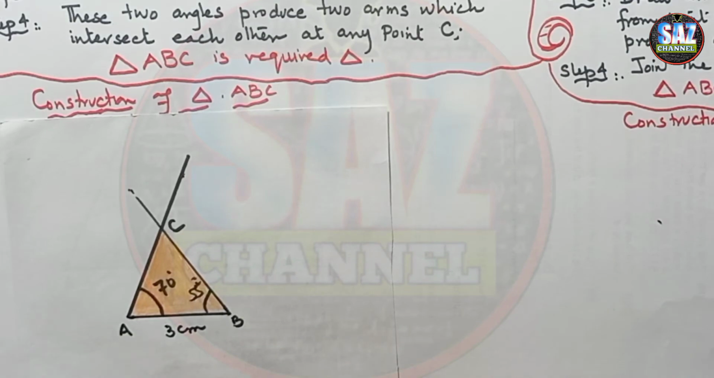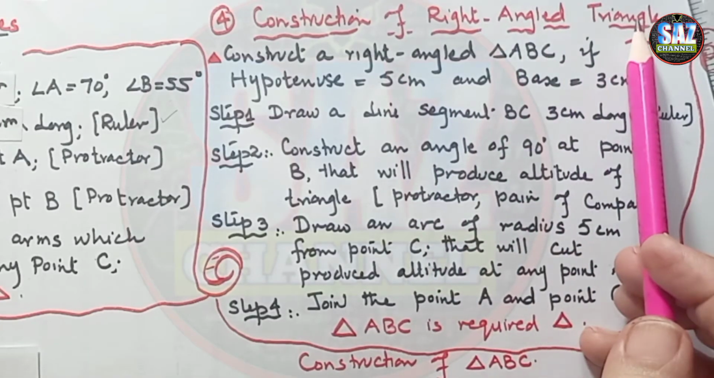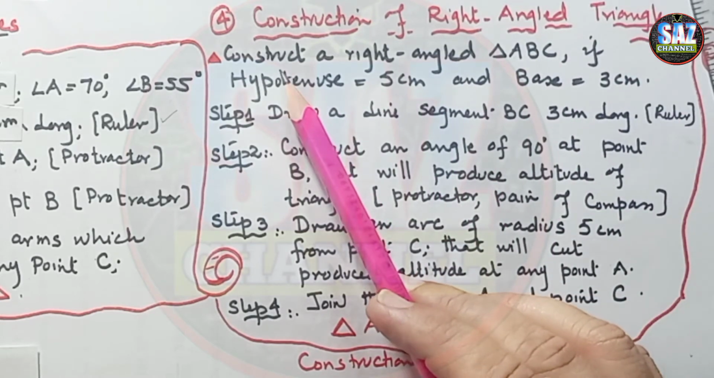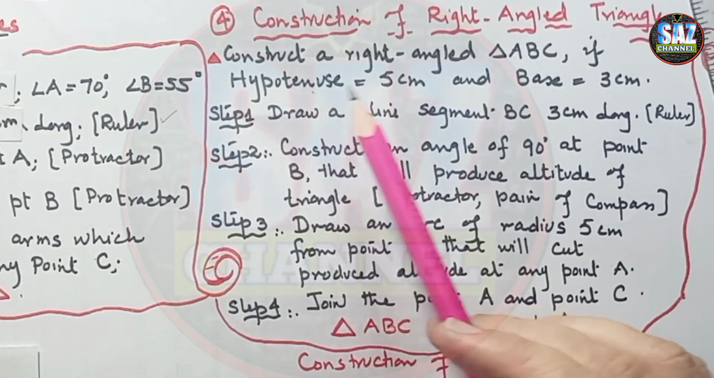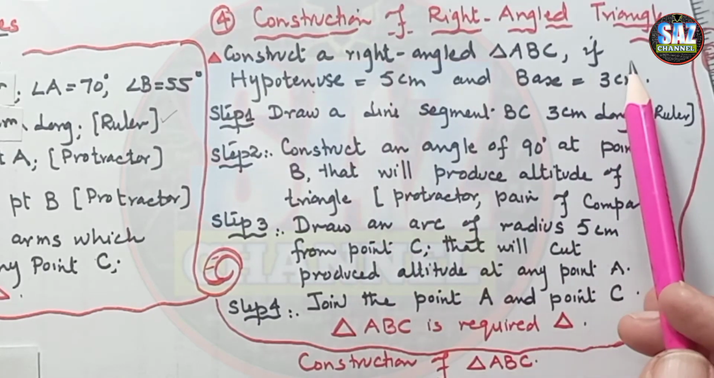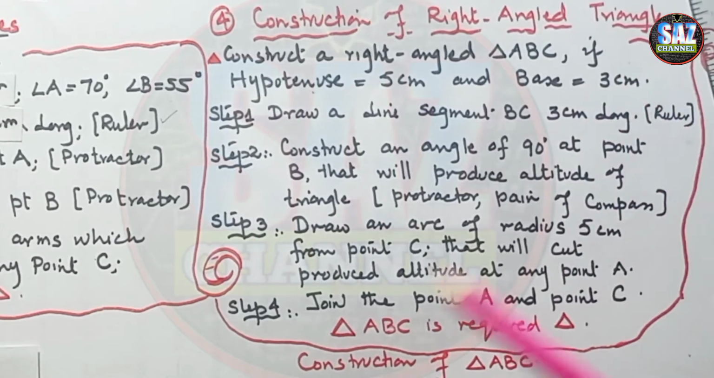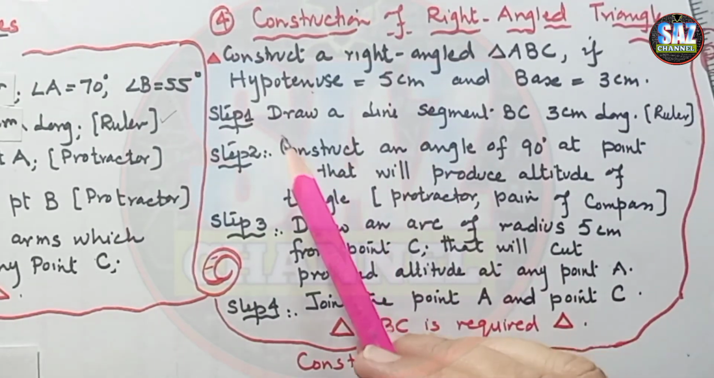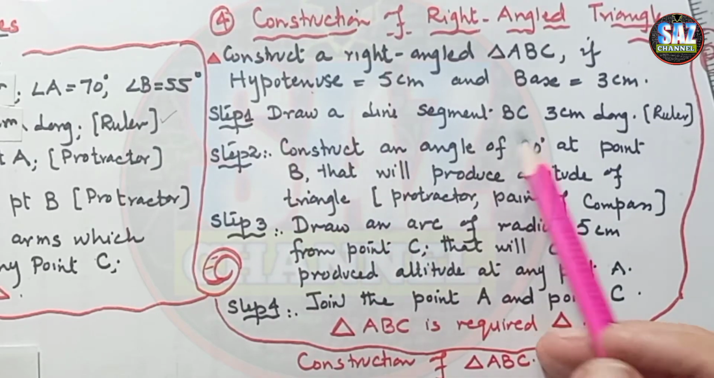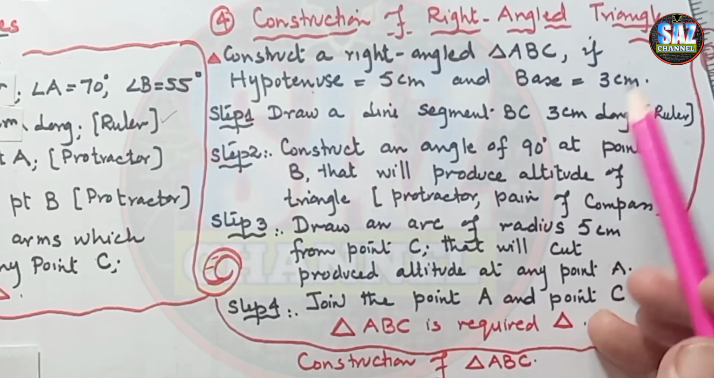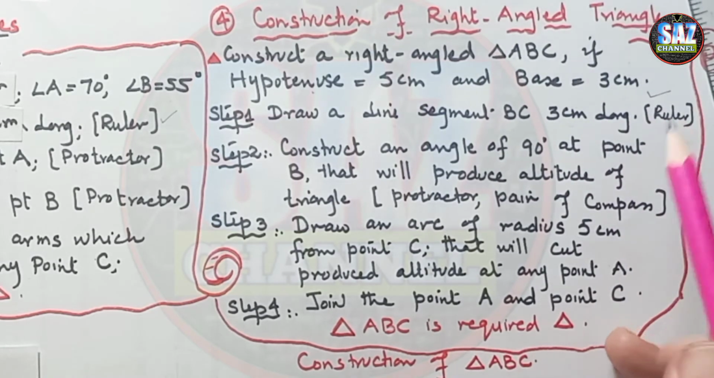And moving to the next type of triangle, the construction of the right angle triangle. The situation can be that we have to construct a right angle triangle ABC if the hypotenuse is 5 centimeter and base is 3 centimeter. So there are 4 easy steps for the construction of this situation as well. Step 1 is that we have to draw the line segment BC 3 centimeter, which is given in the question, and for drawing the line you have to use a ruler.